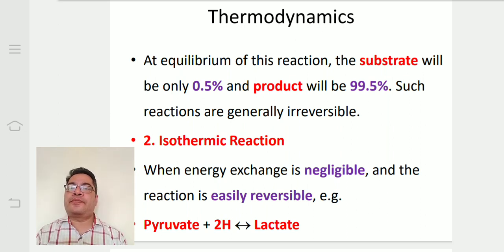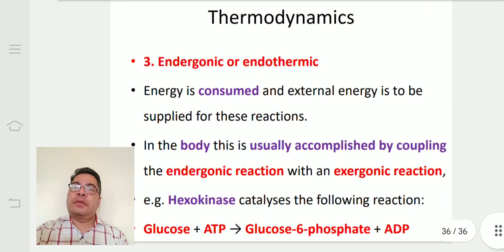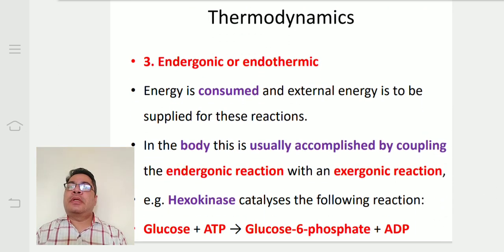Third is endergonic or endothermic reaction. Energy is consumed and an external energy is to be supplied for these reactions. In the body, this is usually accomplished by coupling the endergonic reaction with an exergonic reaction. Example, hexokinase catalyzes the following reaction: glucose plus ATP gives rise to glucose 6 phosphate plus ADP.